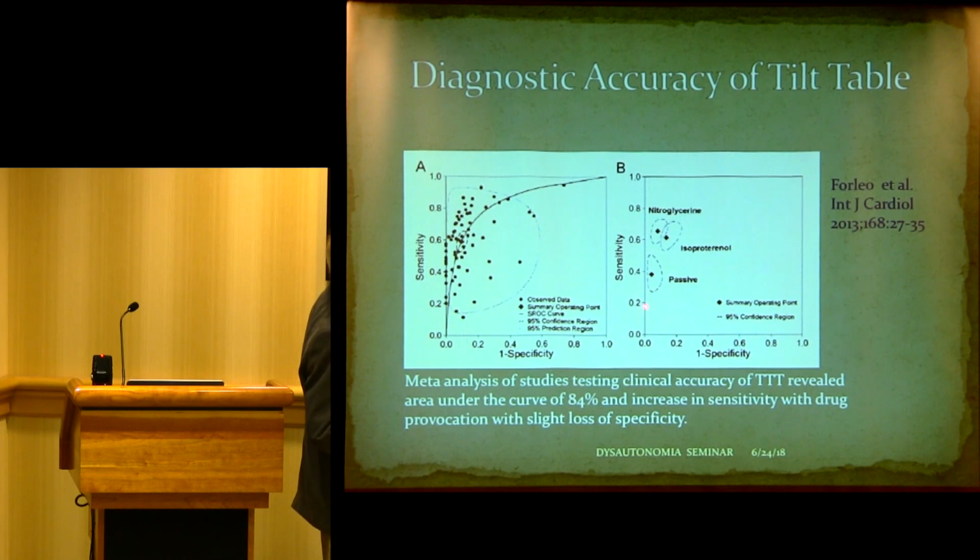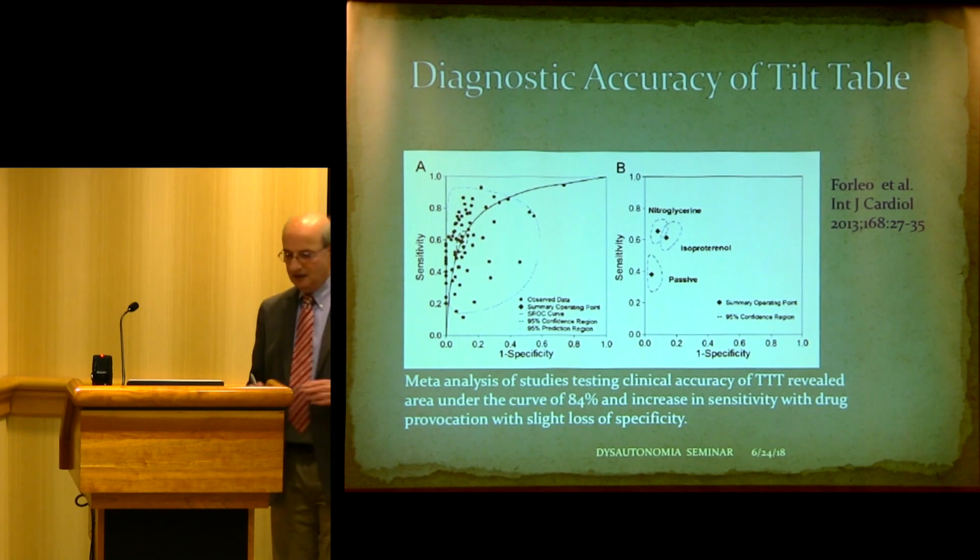So here you see just a plain old tilt test. It has very good specificity, but not very good sensitivity. And when you do all these provocations, you increase the sensitivity, but you decrease the specificity a little, just like any other test.